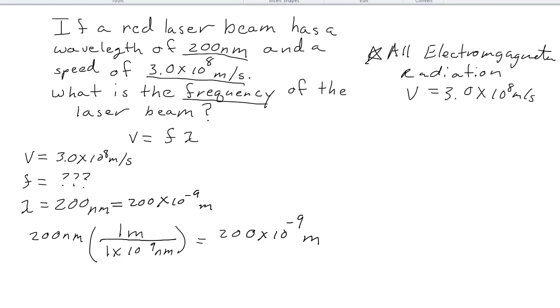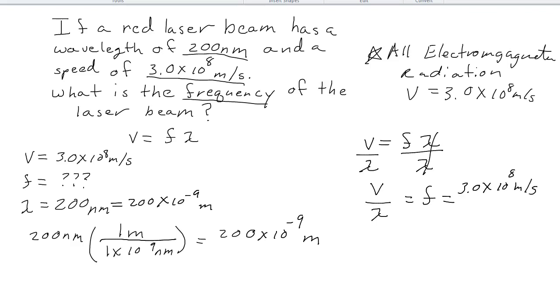Okay, so next we're going to use our wave equation, which is V equals frequency times wavelength. And I'm trying to solve for frequency, and so I will divide both sides by wavelength. Wavelength cancels out on this side, and I'm left with frequency by itself. Now I'm just going to do some substitution. The velocity that I started with is 3.0 times 10 to the 8th meters per second, and my wavelength is 200 times 10 to the minus 9 meters.